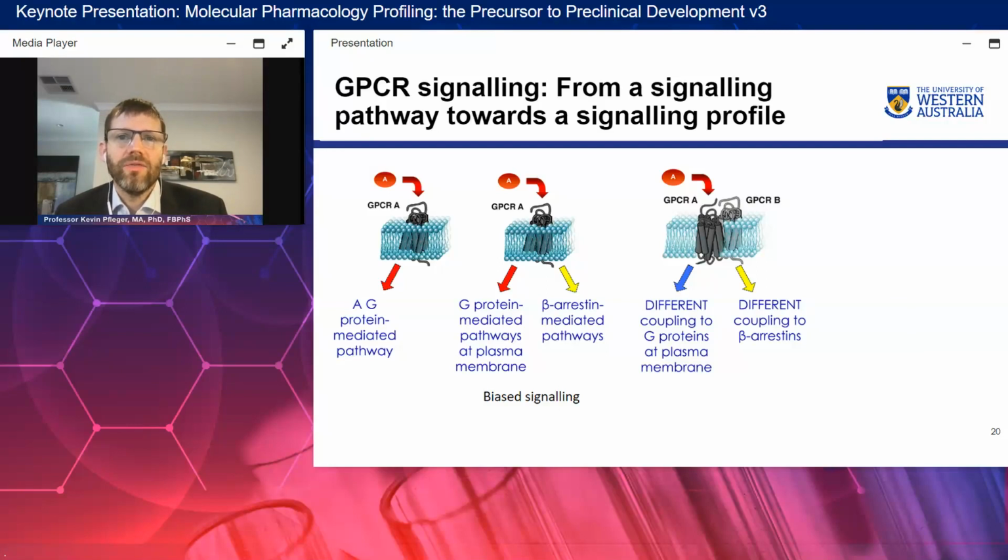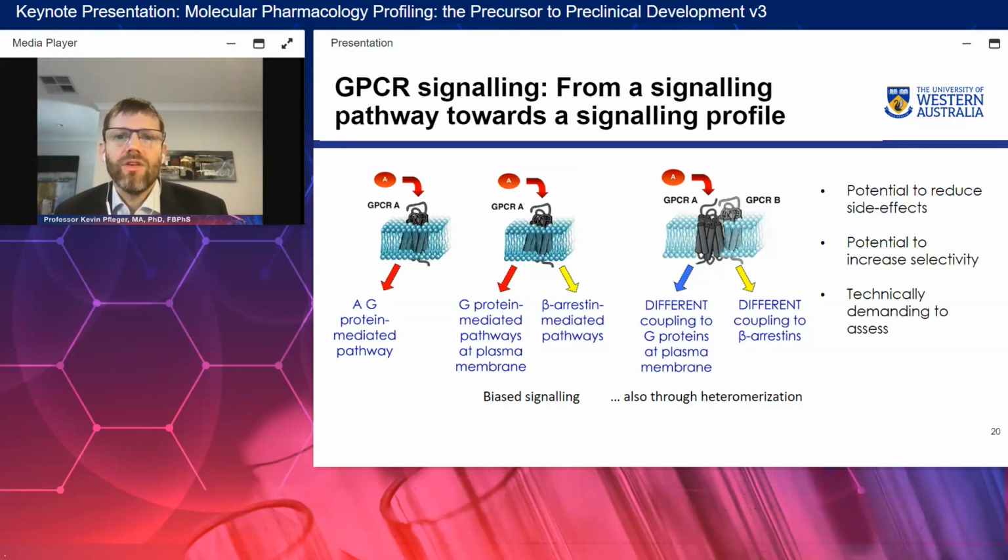But just to overlay that, if we have different complexes involving various different GPCRs and other molecules, those complexes can have different pharmacology. So there could be different coupling to G proteins at the plasma membrane. There could be different coupling to arrestin and those arrestin-mediated pathways as a result, which again may or may not involve G proteins inside the cell. So the consequence of this is that we also see biased signaling through heteromerization.